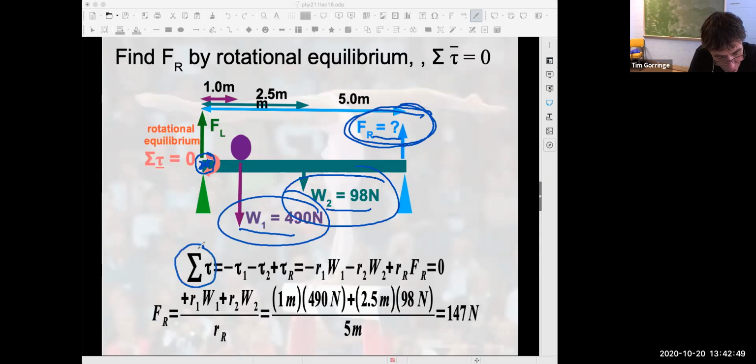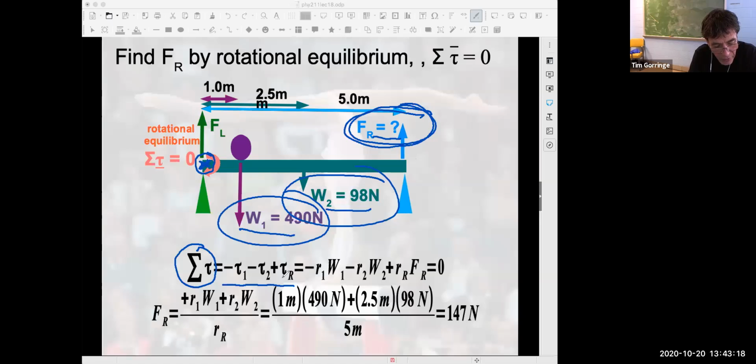I'm going to add up all the torques. Torque 1 is from the gymnast. Torque 2 is from the beam. Torque R is from the right-hand support. The gymnast and the force of gravity on the beam are trying to turn it clockwise. I call that the negative direction. The right-hand support is trying to push it counterclockwise.